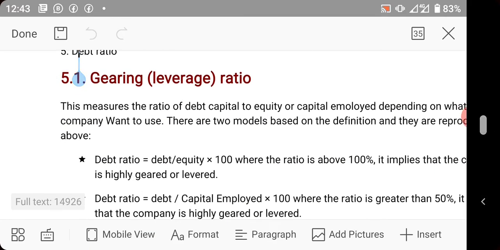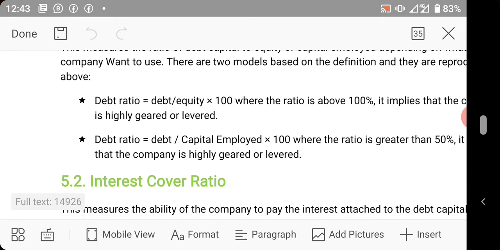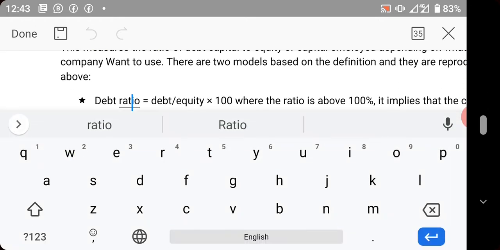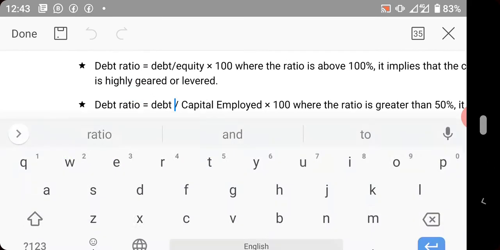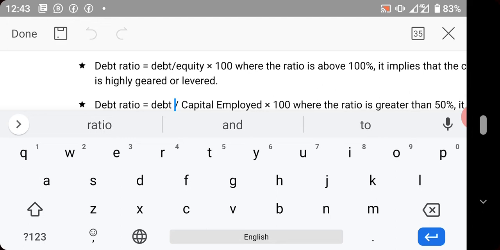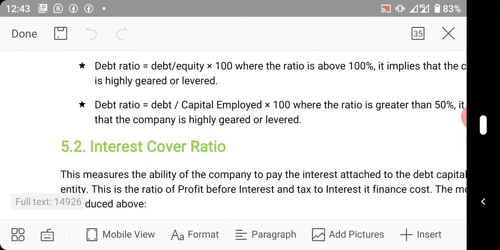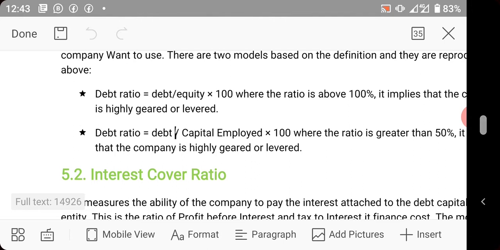Gearing has two methods of computation. The first method is the debt ratio, which is debt over equity times 100, or debt over capital employed. What is capital employed? Capital employed, as I told you ab initio, is equity plus debt capital. That will give you capital employed. So whichever variation of these two methods you choose to compute the gearing or leverage ratio, it is fine for us in the accounting profession.